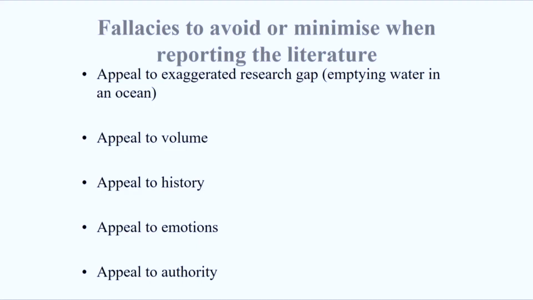Appeal to volume. Just because you have 150 citations doesn't make your literature review credible. Remember, each citation is a source of data. So if you're using something that is irrelevant, right? Appeal to history. Just because it has been done that way doesn't mean that it cannot be changed.